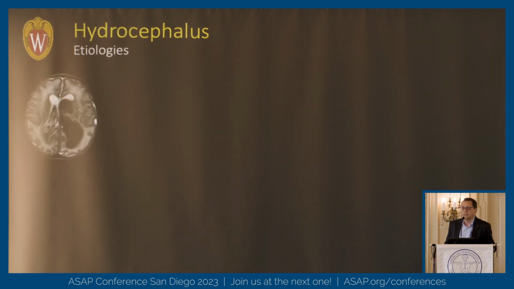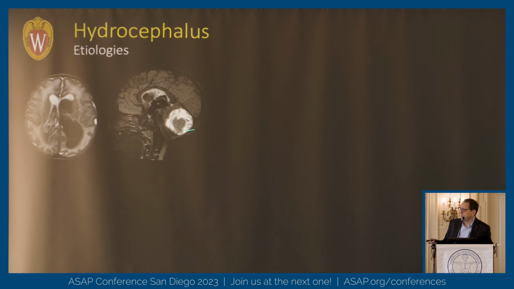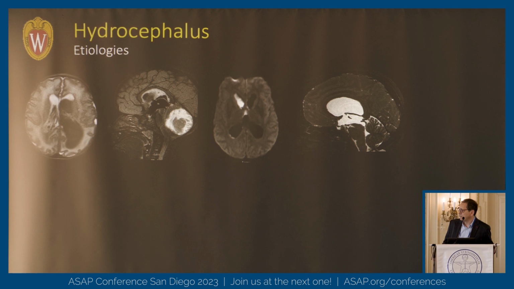So hydrocephalus is caused by a variety of different etiologies. It's very, very diverse. This is an example of intraventricular hemorrhage of prematurity that caused hydrocephalus. This is a big posterior fossa tumor that caused hydrocephalus. And of course, the treatment of hydrocephalus here is to take out the tumor. This is an infection, it's a ventriculitis that caused hydrocephalus.